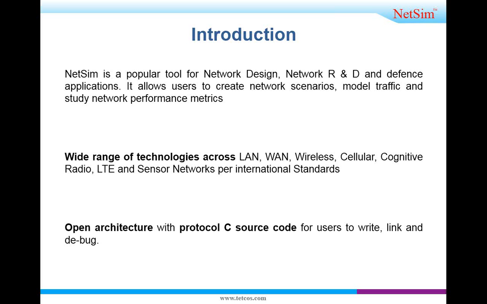This software has two versions. One is the academic version and one is the standard version. In the academic version, we have the facility of designing all the networks and technologies in GUI mode, but in the standard version we have the provision of using C source code and editing the existing protocol and creating our own protocol. The purpose of giving C source code is to enable users to edit the standard protocol according to their own requirement, and they can link it with NetSim and analyze the performance of their newly designed protocol.